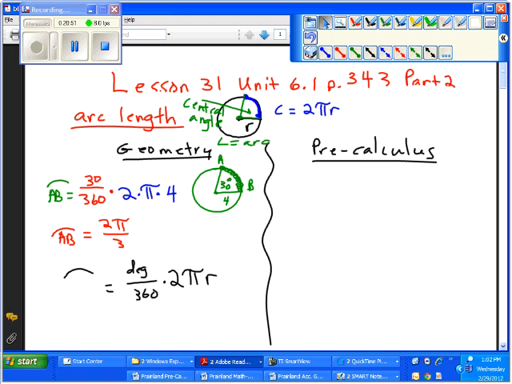What if I wanted to change that to radians? What would I do? Watch what happens to my formula. If I want to change to radians, I need to lose the name degrees.